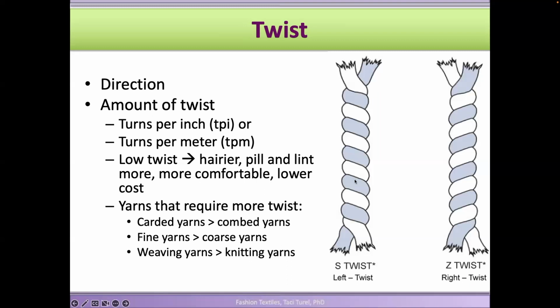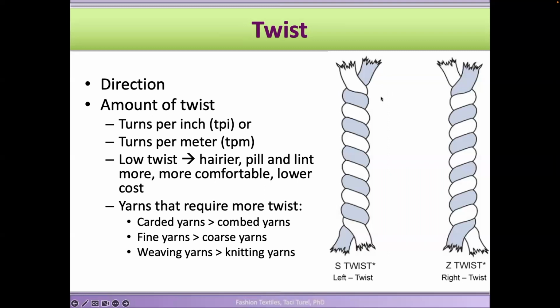So this is a Z twist, this is an S twist, and the amount of twist will be different for different types of yarns. We define the amount of twist in turns per inch, or TPI. So TPI means turns per inch. This is how we define the amount of twist. And if you look at this yarn, we have 1, 2, 3, 4, 5, 6, 7, 8, 9 twists or turns per inch. So this is a 9 TPI S-twist yarn, okay?